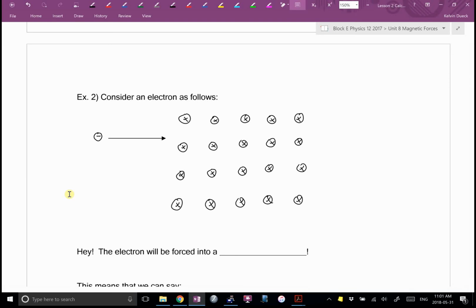Bryce, example 2 says, consider a what? Electron. We don't do electrons. Our right-hand rule doesn't work for electrons. Which way is this electron moving, Bryce? To the? Which is the same as a proton moving to the?